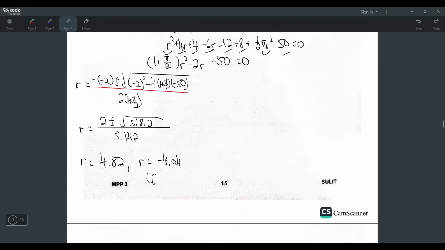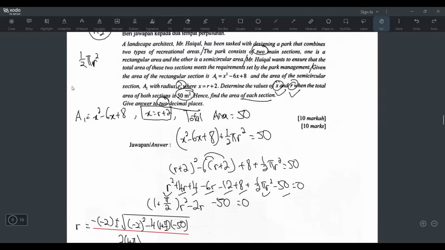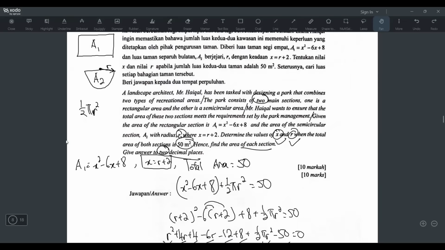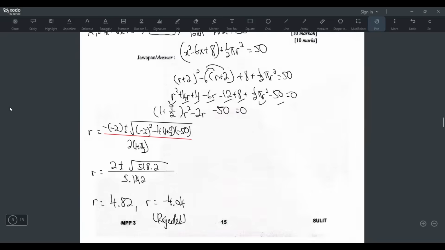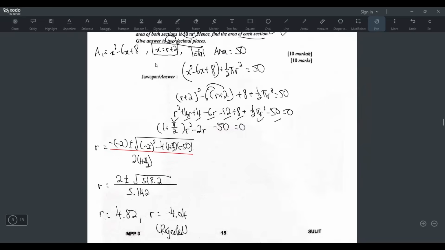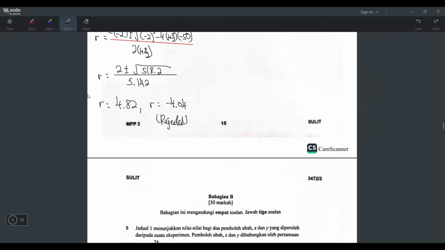But of course, I have to reject this. The reason is that r represents the radius of the semicircle. So radius in cm cannot be negative. So the only answer that makes sense here is r equals 4.82. But I'm not done. The question needs us to find x also. So I need to substitute into which equation? This one, right? x equals r plus 2. So when r equals 4.82, your x is r plus 2, so 4.82 plus 2, which is 6.82.